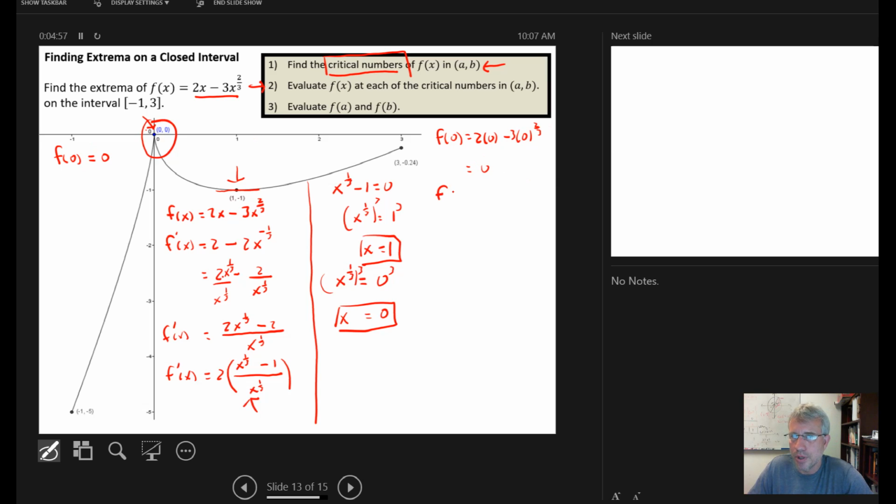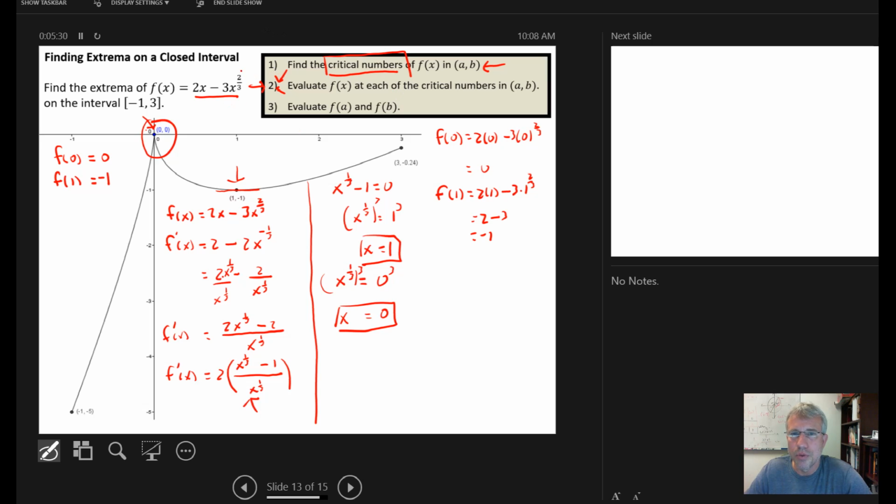My second output I'm interested in is f of 1, which is going to equal 2 times 1 minus 3 times 1 to the 2/3, which is just going to be 2 minus 3, which is negative 1. So the second output I'm interested in is the output of -1 that happens when I input +1 to the function. So that finishes step 2, which is to find the function outputs at the critical numbers of the function.